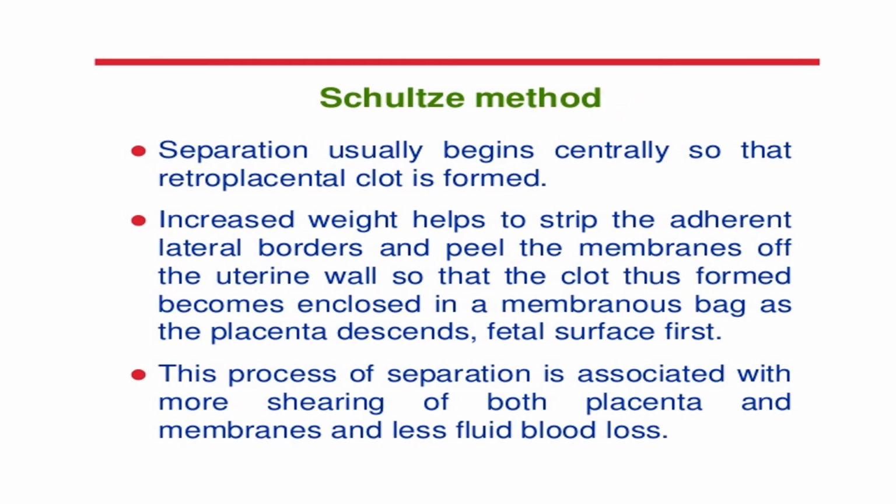See, already in the previous picture, I have explained that a retroplacental clot, or blood, will be getting collected in between the placenta and the endometrium. Because of the weight, it helps for the further stripping of the placenta and membranes, and peeling of the placenta and membranes will occur, and the membranes, placenta, everything will descend downwards and come out of the uterus. This type of placental separation is the common separation, and it is associated with complete shedding of the placenta and membranes and with less blood loss.